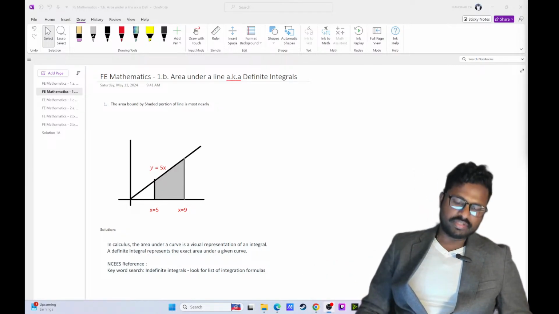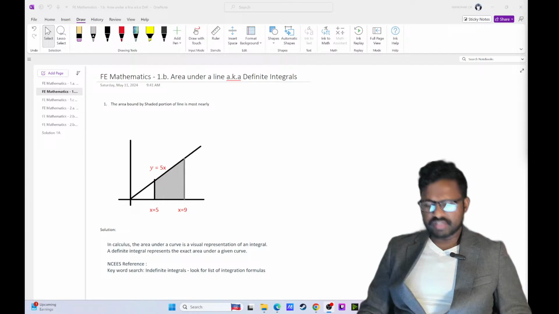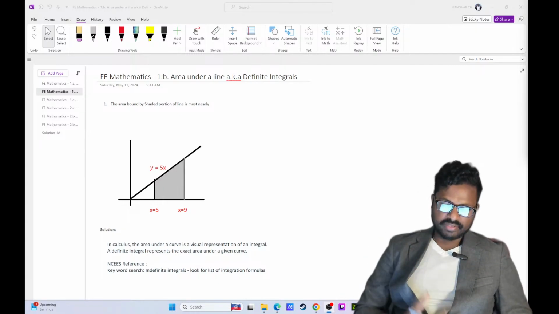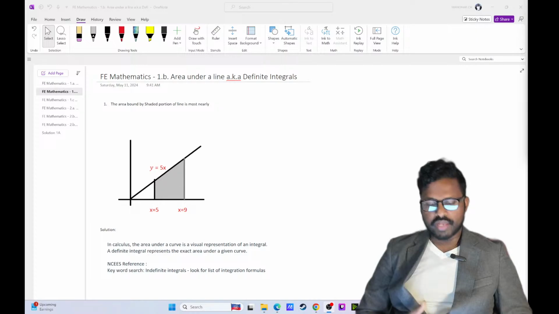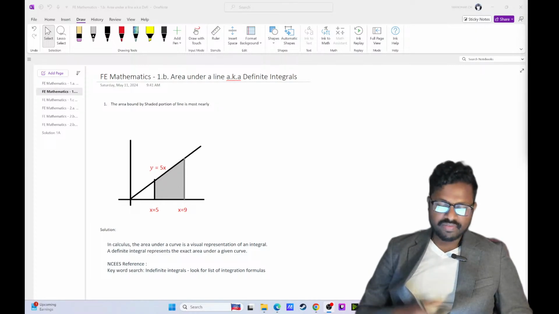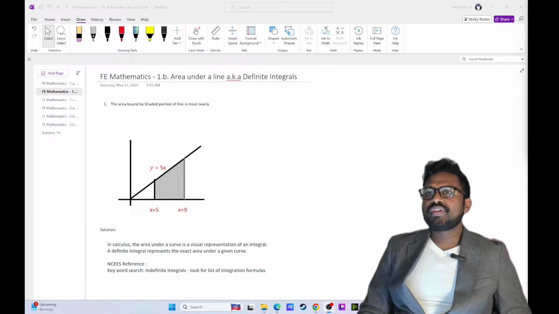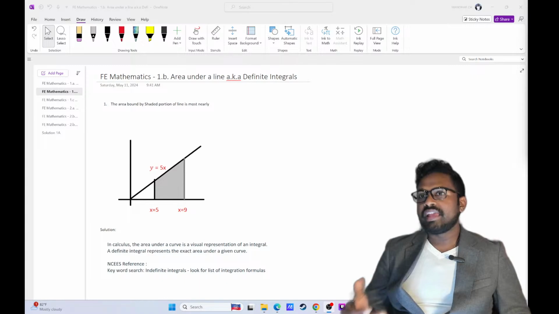As you are seeing, a line y is equal to 5x is passing through the origin. It has its limits: lower limit x is equal to 5, upper limit x is equal to 9, and the equation of the line is y is equal to 5x. One of the best ways to solve problems like this, area of shaded portion by a line with limits, is by using integrals. All you have to do is find area A.